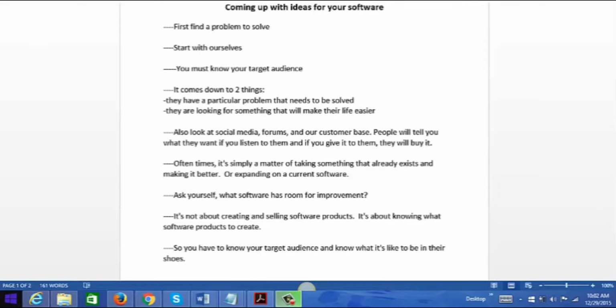Okay, and you got to remember this: it's not about just creating and selling software products. There's a lot of money to be made in selling software products. Don't get me wrong, but it's also about knowing what software products to create. So that's why it's important to know your target audience and know what it's like to be in their shoes.